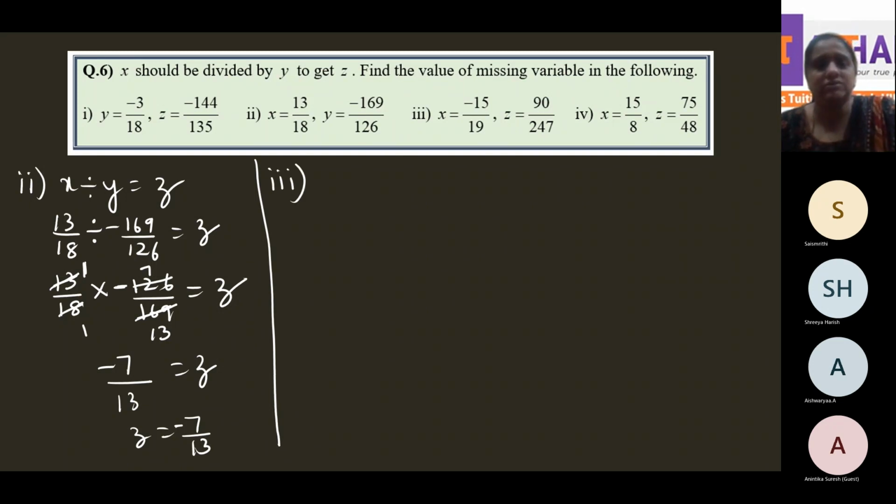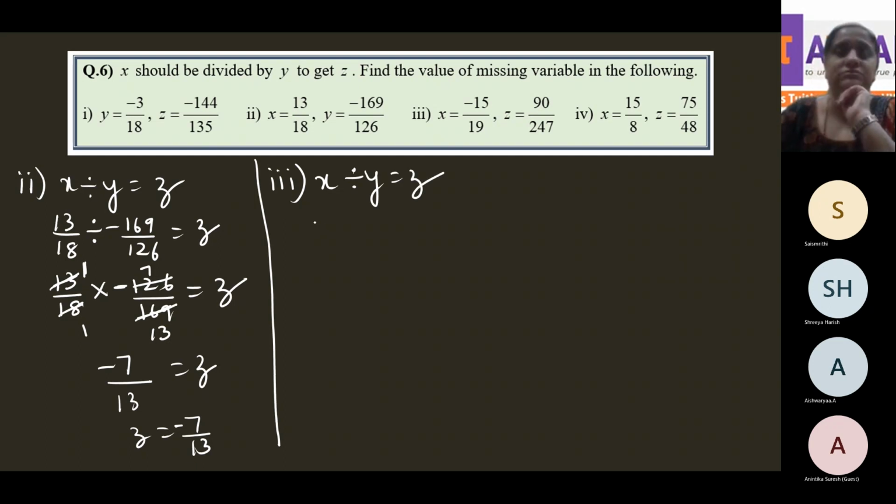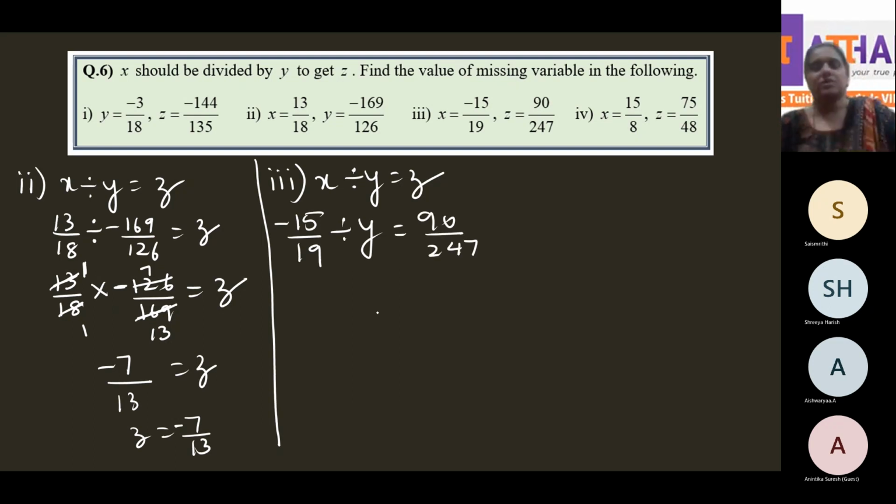Somebody else? The third one? Anantika tried the second one. Somebody else? The third one? Okay, I'll do it. So x is minus 15 by 19, divided by y is equal to z, 90 by 247.